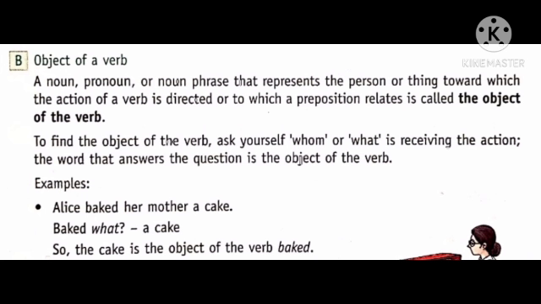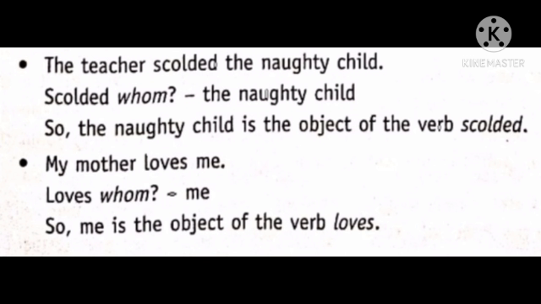For example, Alice baked her mother a cake. Baked what? A cake. So the cake is the object of the verb baked. Now, second example is the teacher scolded the naughty child. Scolded whom? The naughty child. So the naughty child is the object of the verb scolded. Third example is my mother loves me. Loves whom? Me. So me is the object of the verb loves.